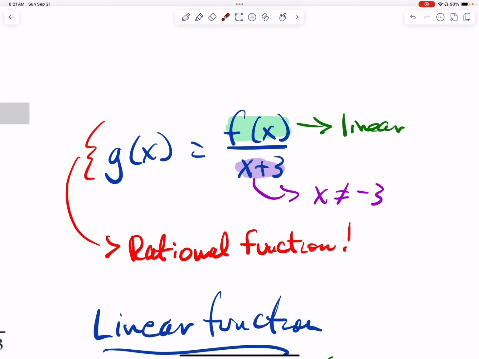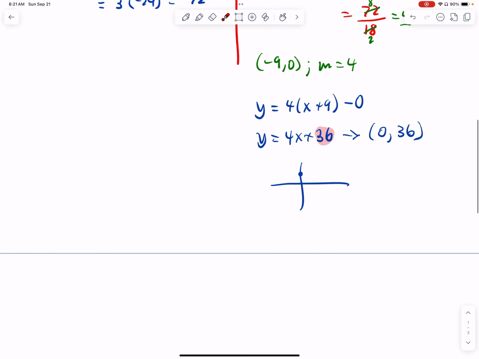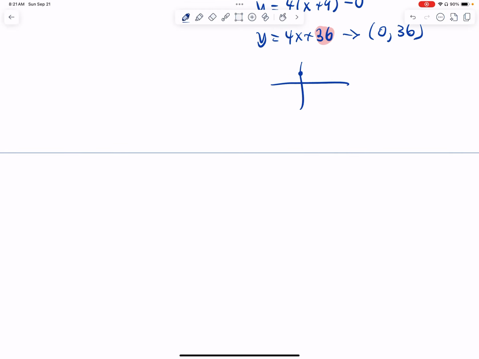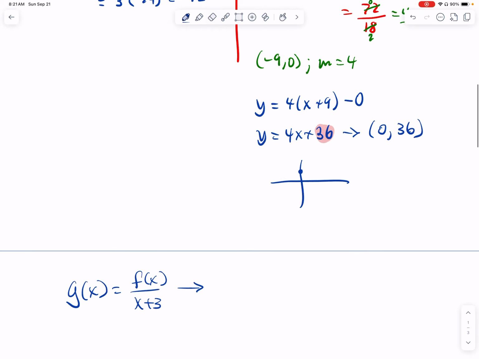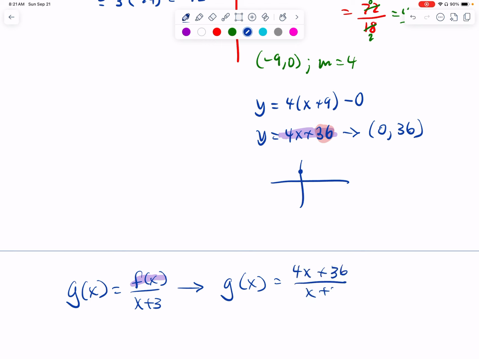So since we went through all the trouble of finding what the equation of f of x is, let's see what g of x actually looks like. g of x was supposed to be f of x divided by x plus 3. We found that f of x is 4x plus 36. So now I'm going to write g of x is equal to 4x plus 36 over x plus 3.